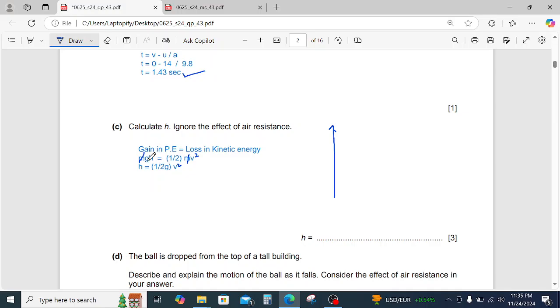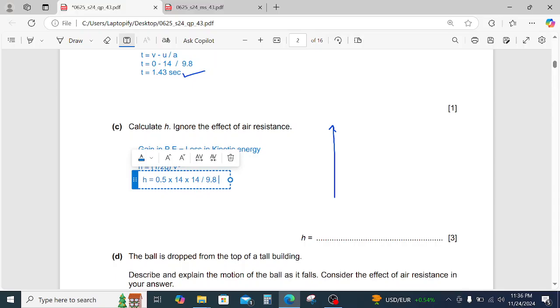g here is multiplied by h. When it moves to the right side, it will be divided, okay, 1 by 2g into v squared. So you have to write here the value h is equal to 0.5 multiplied by the value of v, which is mentioned, I think 14, yes, okay. You have to write here 14 squared, 14 multiplied by 14, divided by the value of g, which is 9.8.